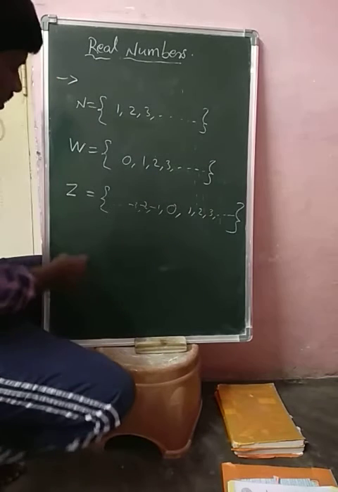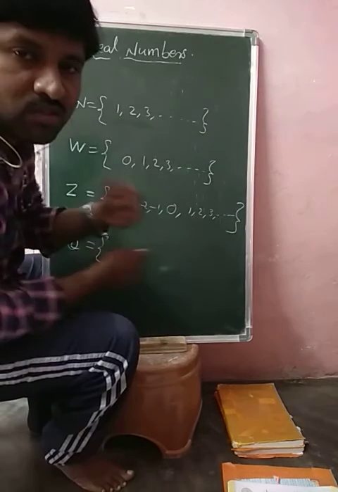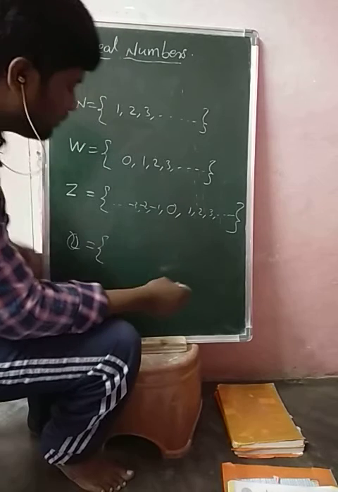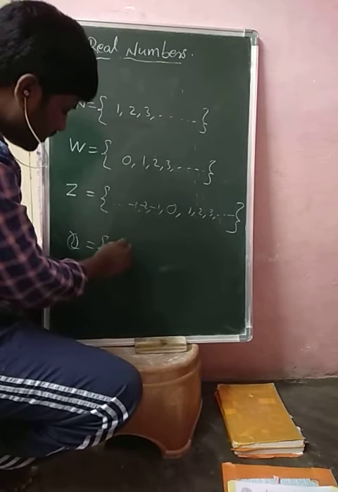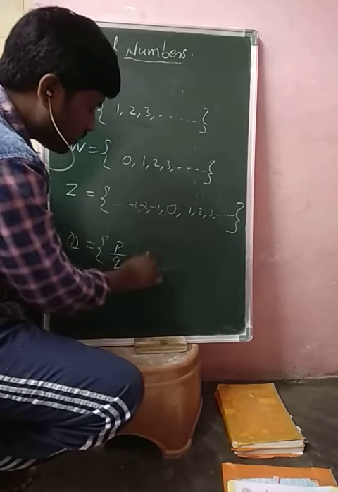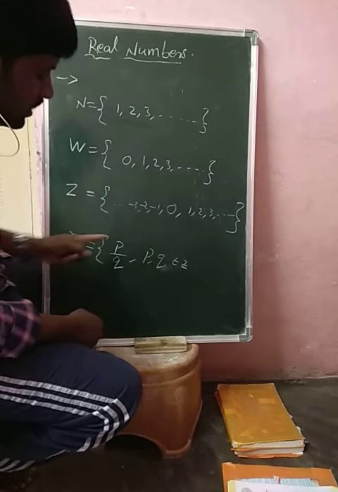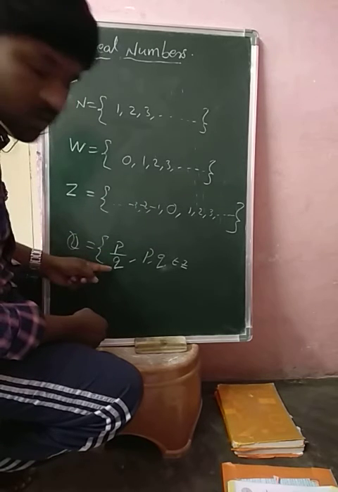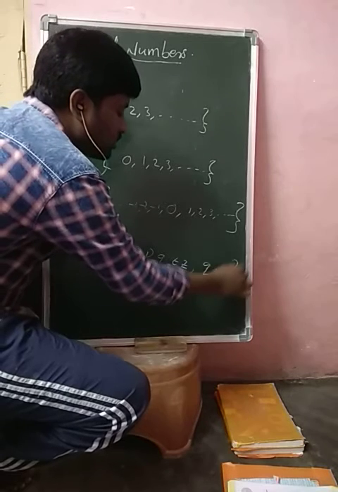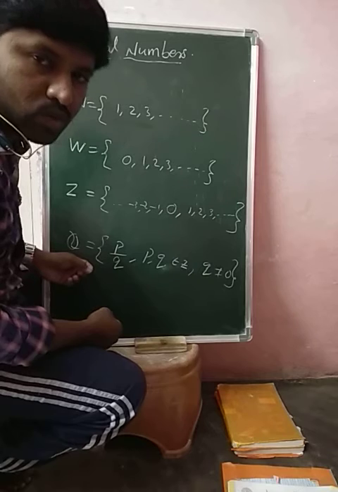Yes, and as well as the rational numbers. We know numbers which can be expressed in the form of p by q, where p and q belong to integers. A number which can be expressed in the form of p by q, where p and q are integers and q is not equal to 0, is called a rational number. We call these quotient numbers also.